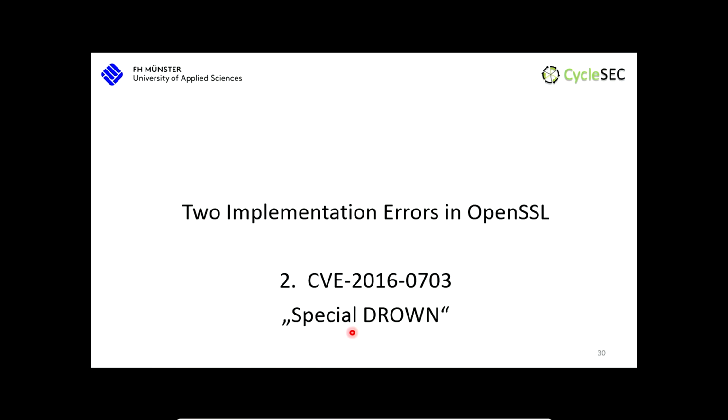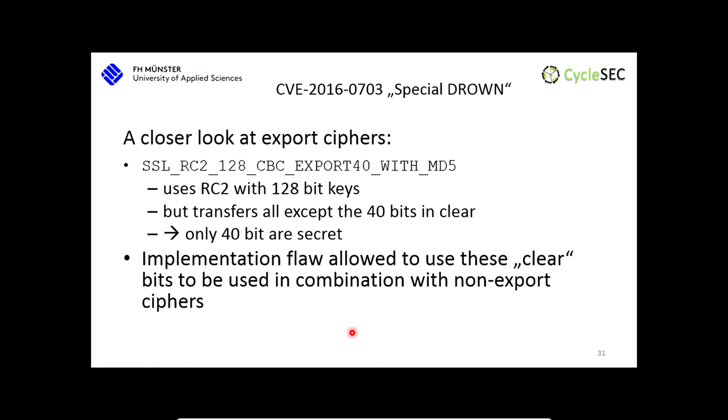The second one is a special DROWN, and this is really very special. It's also an implementation flaw. So let's again use this cipher suite. We use RC2 with 128-bit keys, but we transfer all except the 40 bits in clear. We have talked about this before, right? An implementation flaw allowed the use of these clear bits, the bits that are sent in clear, with non-export ciphers. For non-export ciphers, we said MK clear needs to be 0. This is not the case here.